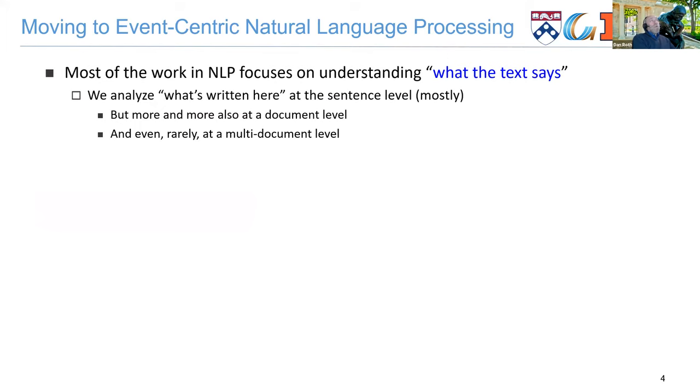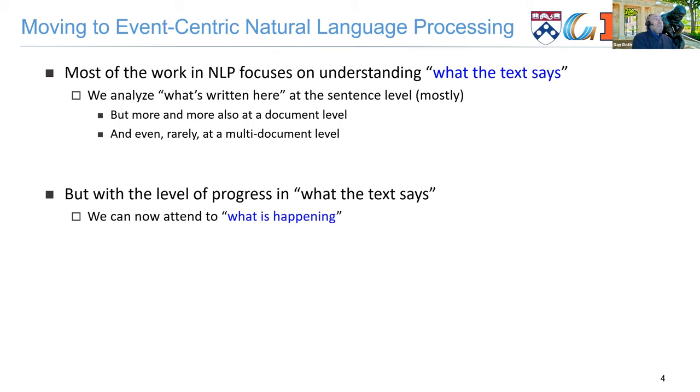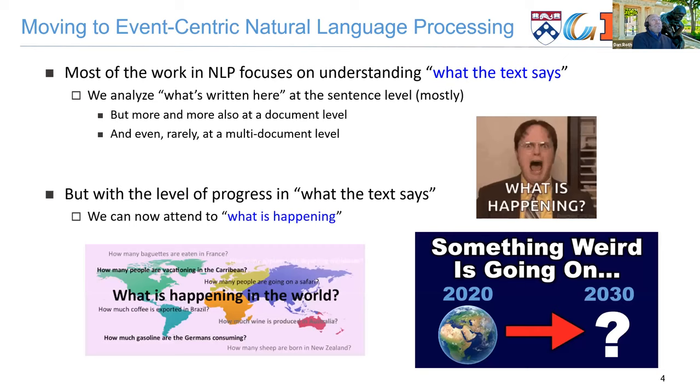So far, most of the work in NLP really focuses on understanding what the text says. We really analyze what's written here, mostly at the sentence level, but more and more we are moving to analyze things at the document level and even sometimes at the multi-document level. But with the progress at this level of understanding of what the text says, we can actually move to understanding what is happening, more understanding situations and events. And again, we want to do it for multiple reasons, from what is happening to what may happen later.